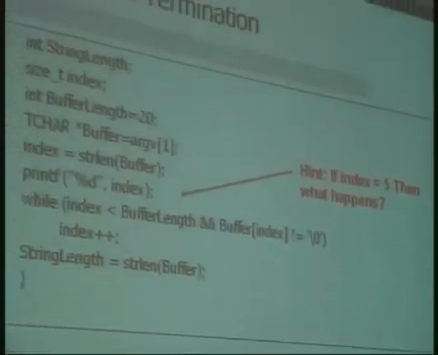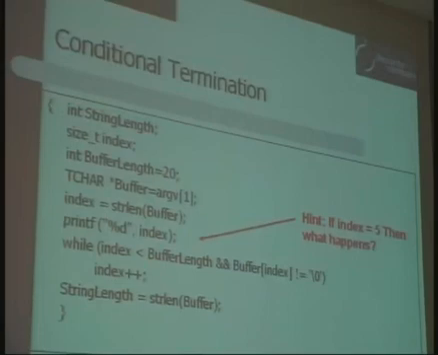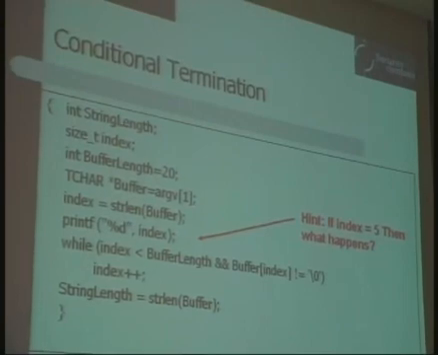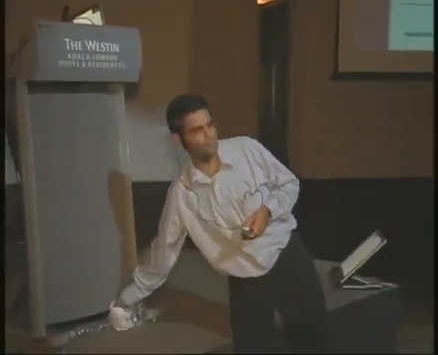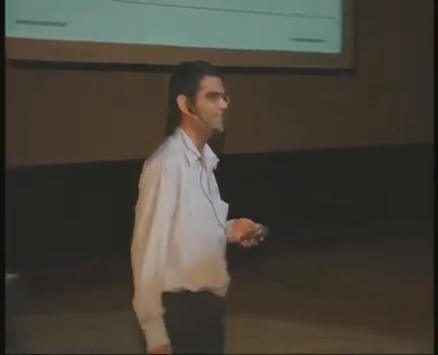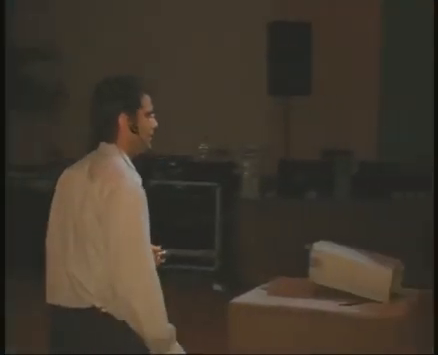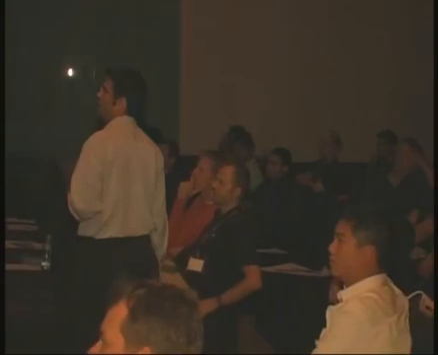Okay. What about this piece of code? We have a while statement. It says index is less than buffer length, whose size is 20, and buffer index is not equal to null. Any guesses? Come on, guys. Less than or equal to, somewhat close. It's the logic error. It's the old logic error.